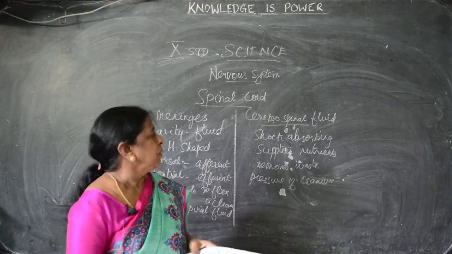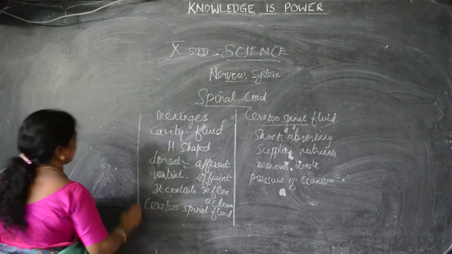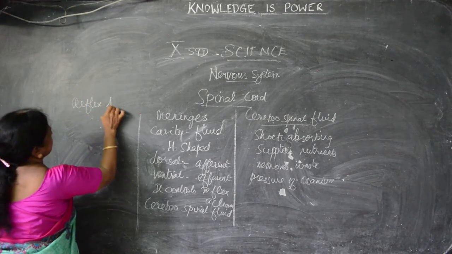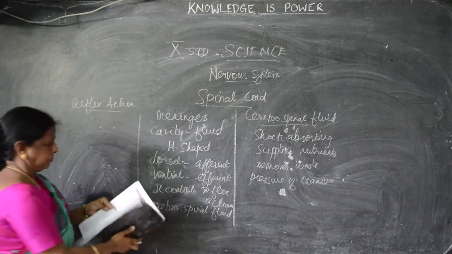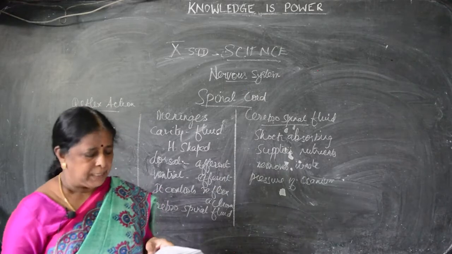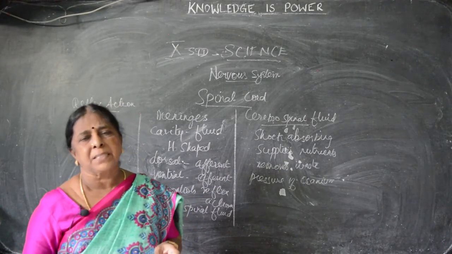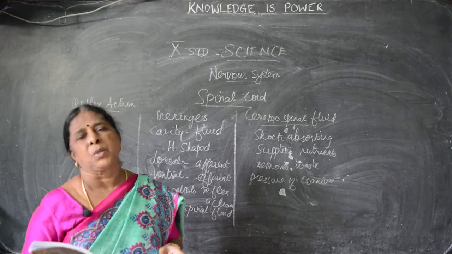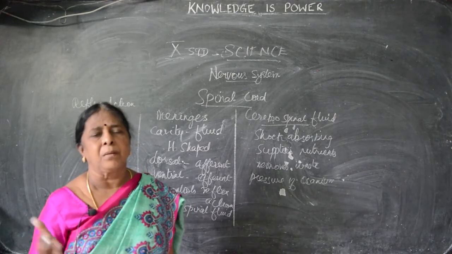Now we have to see what reflex action is. There are two kinds of action, I said. Reflex action: a reflex is any response that occurs automatically without consciousness. In reflex action, a thing occurs without our consciousness. Consciousness means what? Without knowing. The function is going on without our knowing.